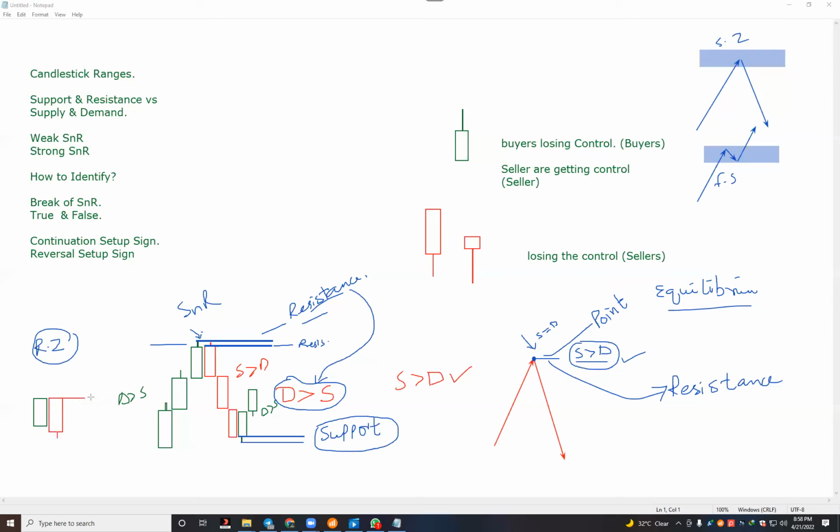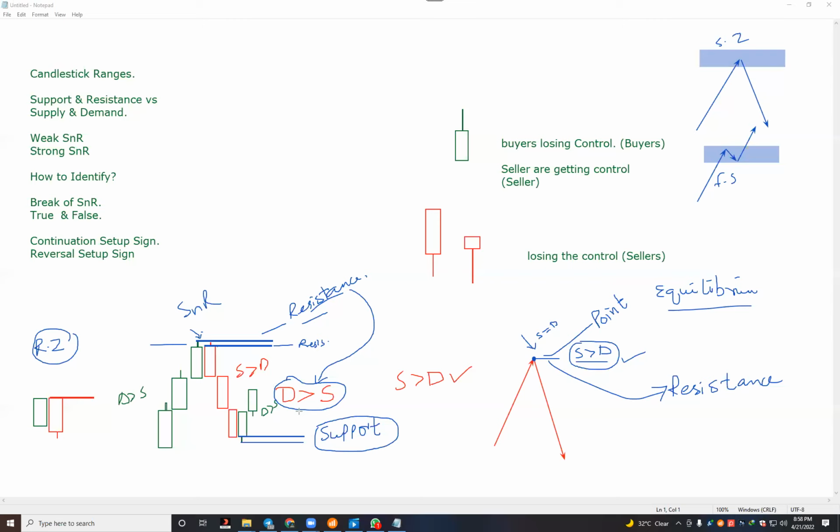No, there will be only one line. There will be only one line. Okay, so now you understood how we are taking resistance and support from demand and supply. That is just a concept. Everybody understood?